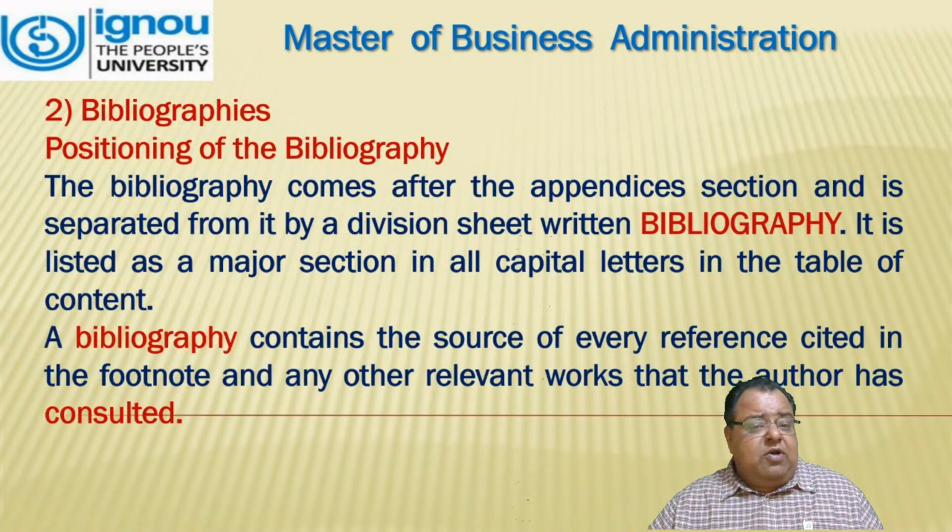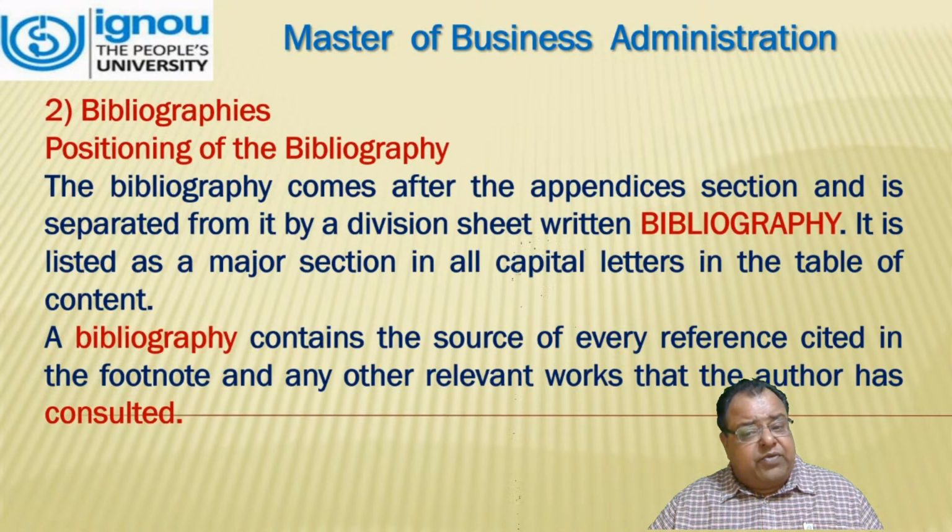Bibliographies. Positioning of bibliography. The bibliography comes after the appendices section and is separated from it by a division sheet with the word bibliography written on it. It is listed as a major section in all capital letters in the table of contents. A bibliography contains the source of every reference cited in the footnotes and any other relevant work that the author has consulted.